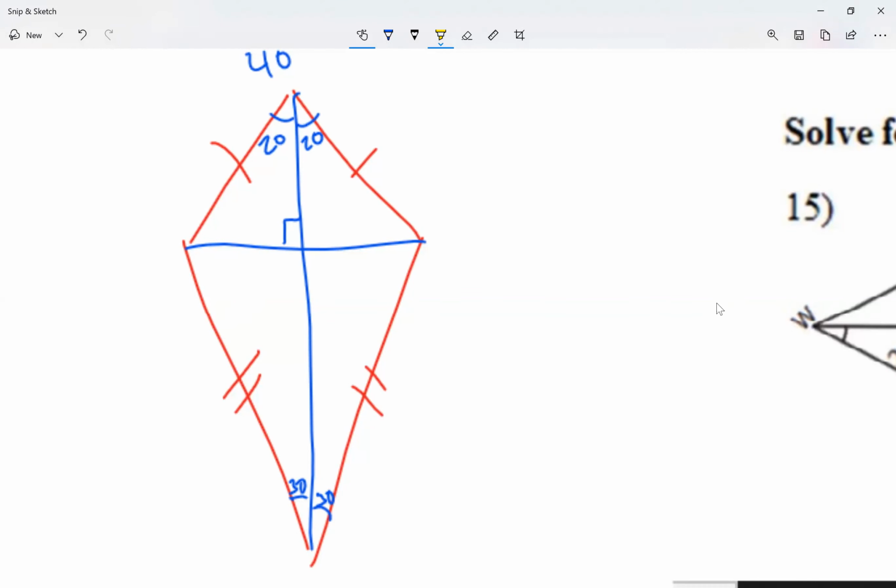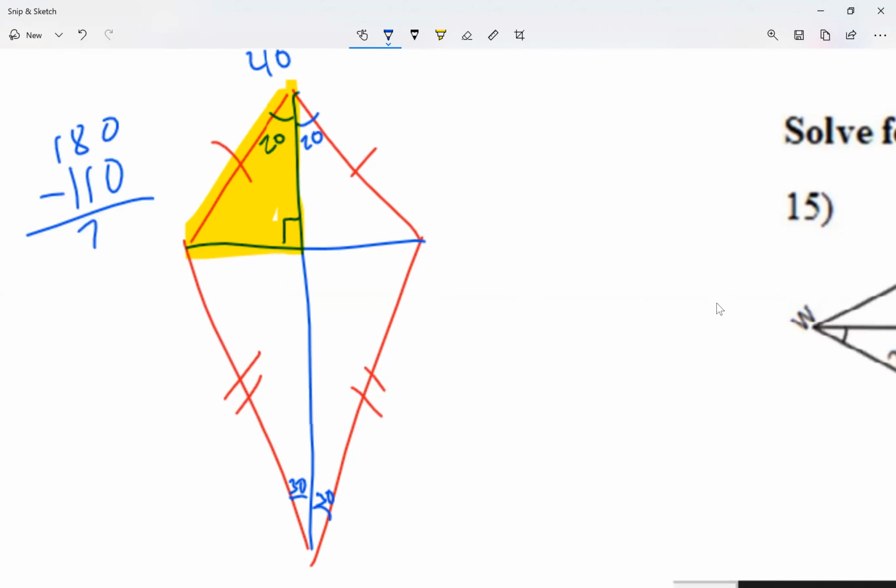The reason why I said we can still figure it out: because look, I get a triangle here, and we learned before that as long as I know two angles of a triangle, I can figure out the third one. The way I do that, I add the two angles that I have, in this case 90 plus 20, subtract that from 180, so it gives me 70. So this corner right here is 70.